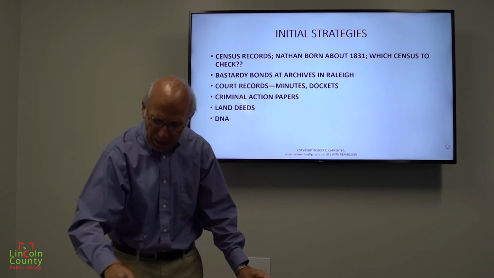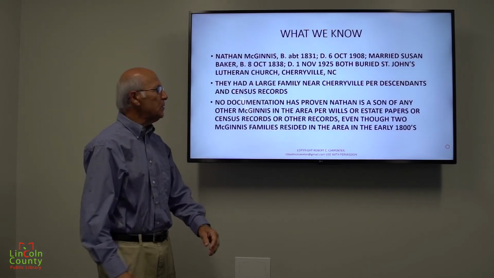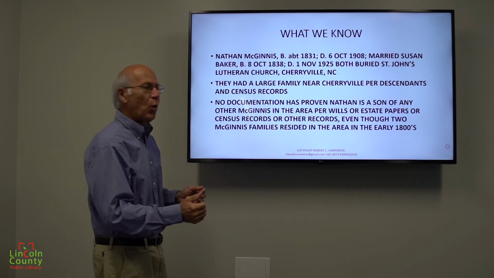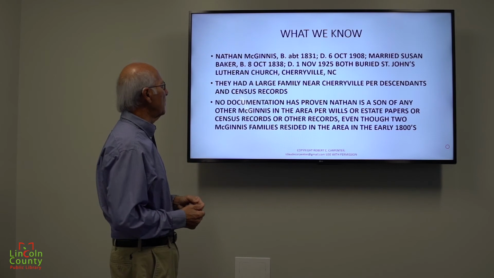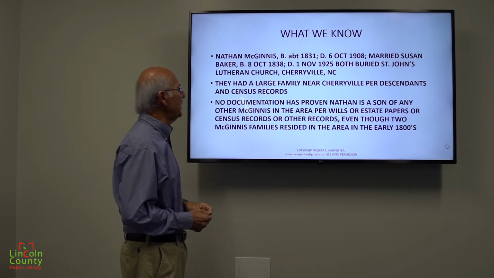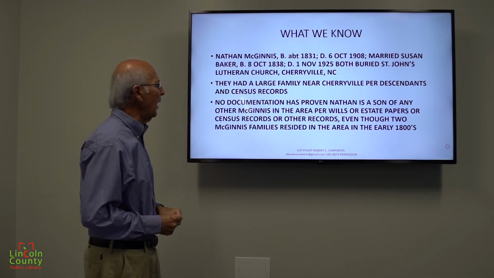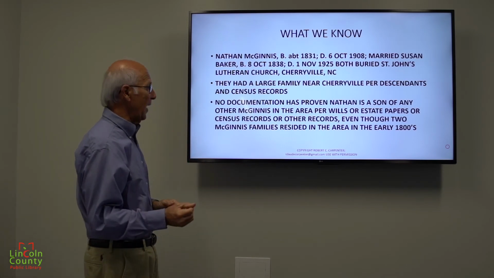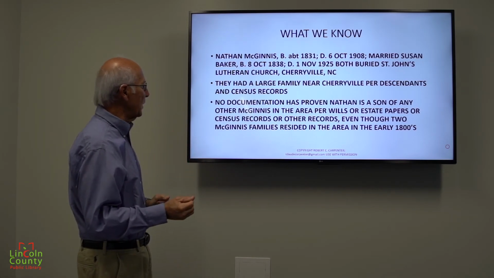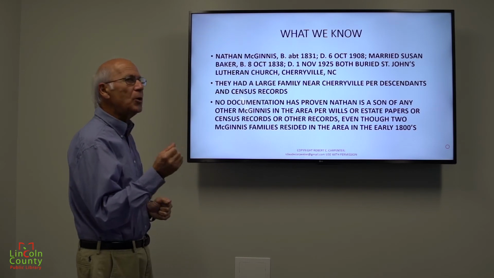So, let's go back. What do we know? We know Nathan McGinnis was born about 1831. He died the 6th of October, 1908. He married Susan Baker. You see her dates, 1838 to 1925. Both are buried at St. John's Lutheran Church in Cherryville. They had a large family near Cherryville per descendants and census records.